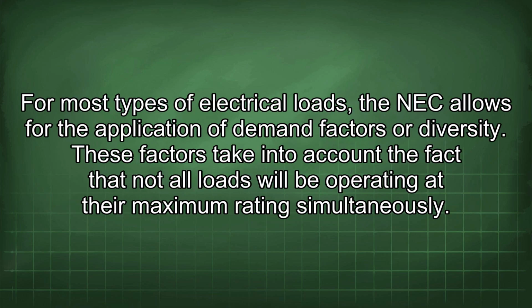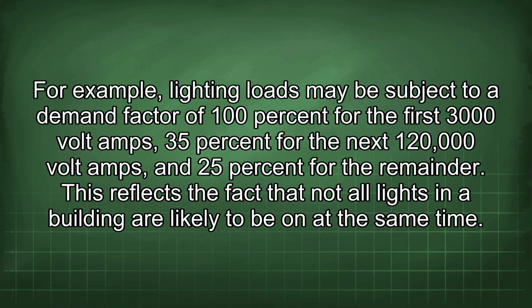For most types of electrical loads, the NEC allows for the application of demand factors or diversity. These factors take into account the fact that not all loads will be operating at their maximum rating simultaneously. For example, lighting loads may be subject to a demand factor of 100% for the first 3000 volt amps, 35% for the next 120,000 volt amps, and 25% for the remainder. This reflects the fact that not all lights in a building are likely to be on at the same time.